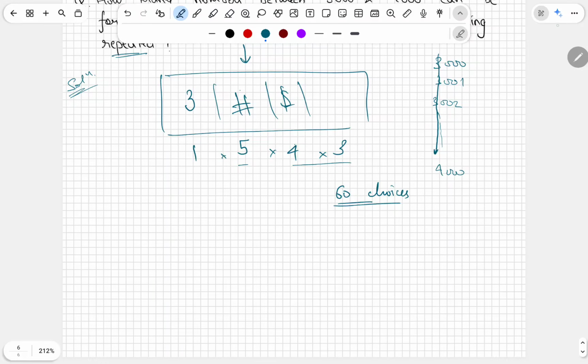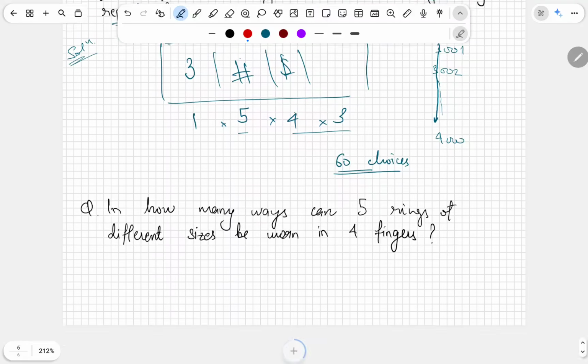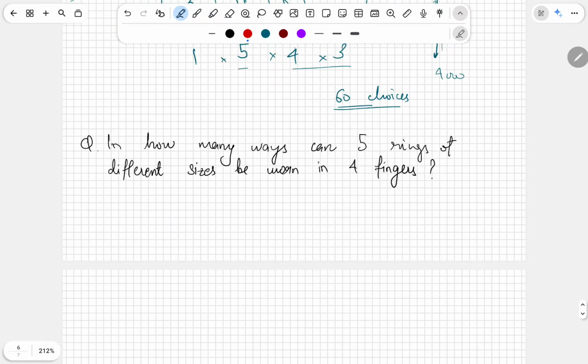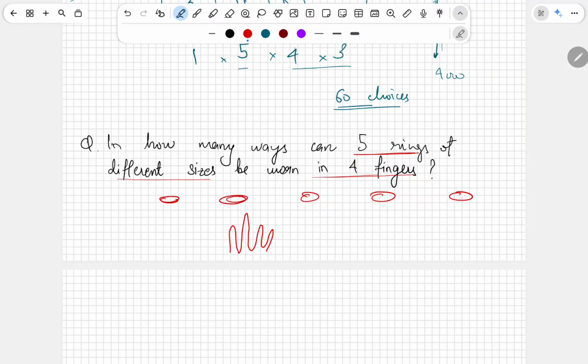Let's move forward to the next question. Now you must have seen a question of a similar sort which says, in how many ways can 5 rings of different sizes be worn in 4 fingers? So I have 5 rings: first ring, second ring, third ring, fourth ring, fifth ring, and there are only 4 fingers: 1, 2, 3, 4 fingers. Now if there are 4 fingers, the first ring has how many choices? 4 choices. And the second ring has 4 choices, the third ring has 4 choices, the fourth ring has 4 choices, and the fifth ring has 4 choices. So the answer will be 4 to the power 5.